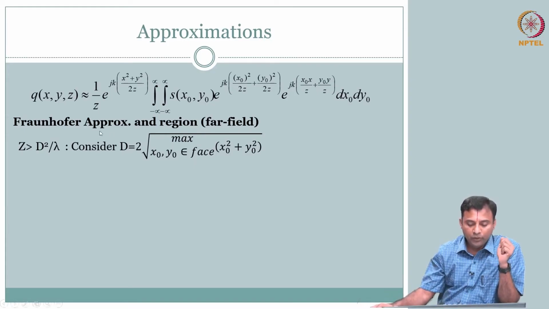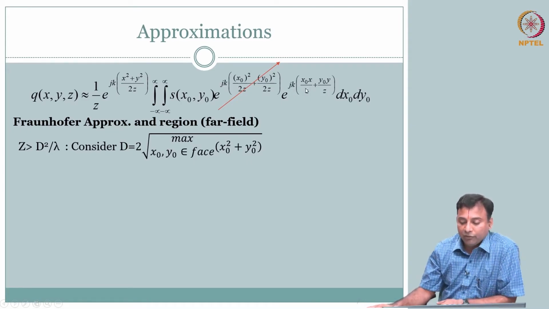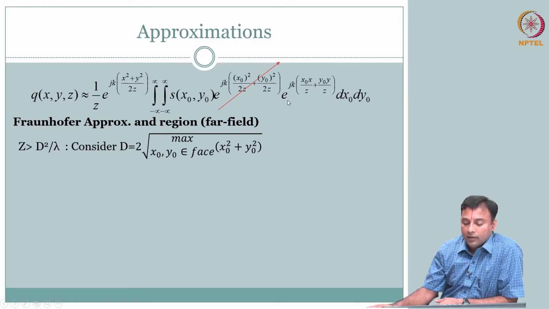So why are we interested in this approximation, if z is far greater than d square by lambda? In such a situation, this exponential goes to 1. Then what happens? You are left with S naught and then this exponential. Not only that, look at this exponential a little carefully. What do you see? K. K is your wave number, 2 pi by lambda. So e power j 2 pi by lambda.